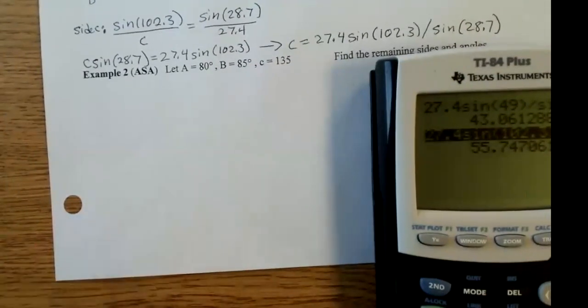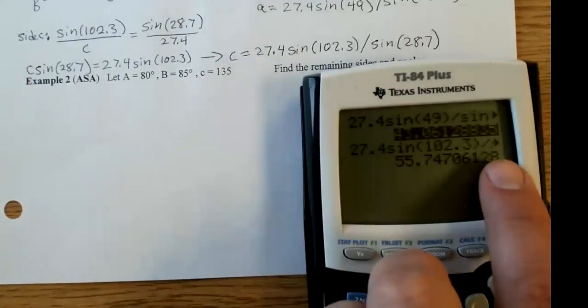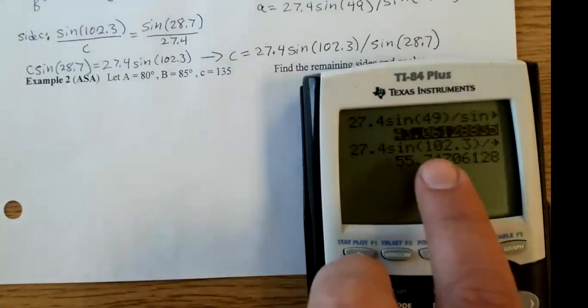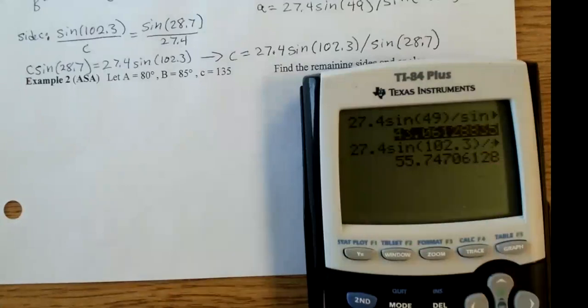When you do that, plug it in. It's this information right here. Again, just be careful, the biggest mistake people make is after that first sine function, they forget to close off their parentheses before hitting the divide symbol. If you don't close off that parentheses, it will give you the wrong answer. So when you do everything correctly, you get a 55.7 length in terms of your side C.